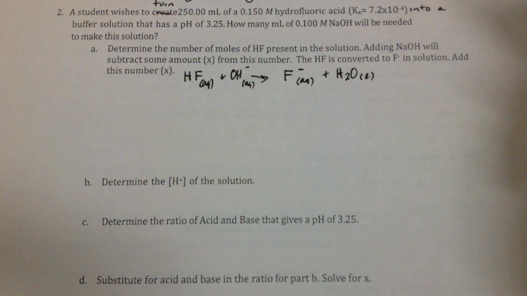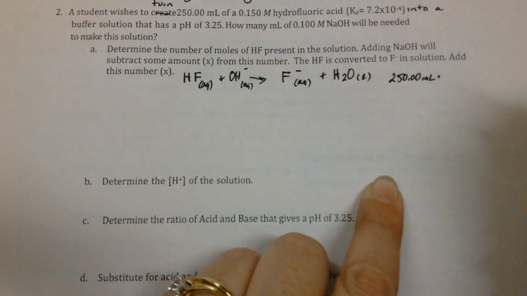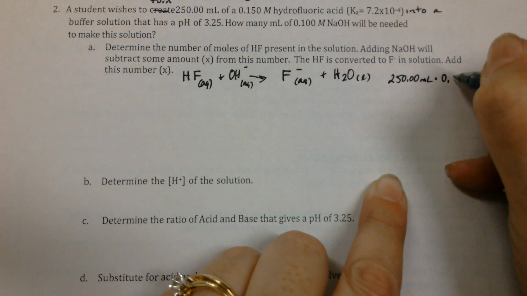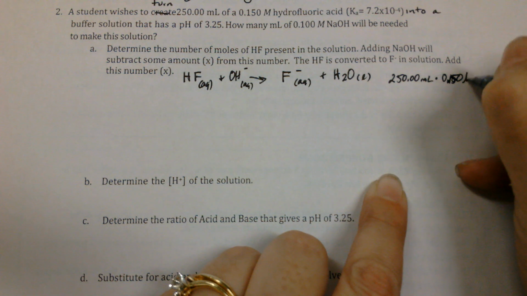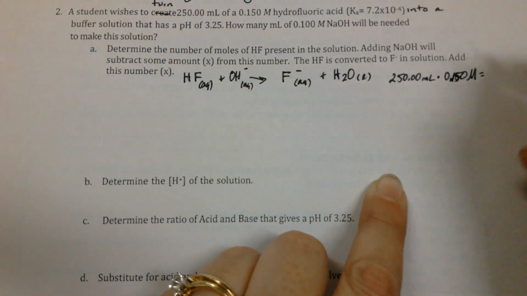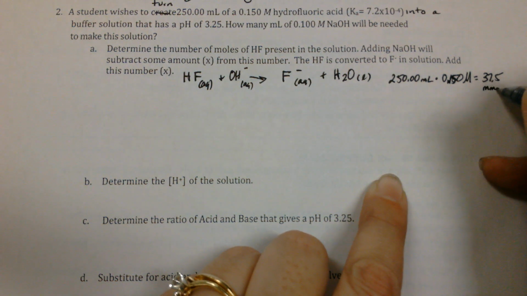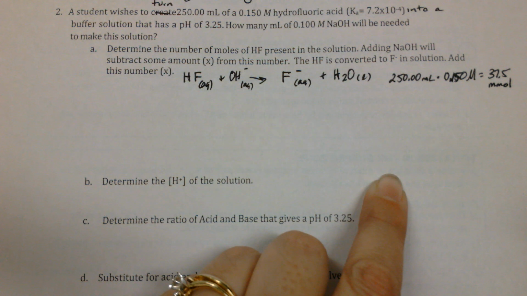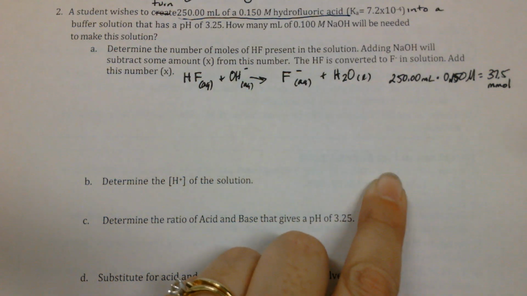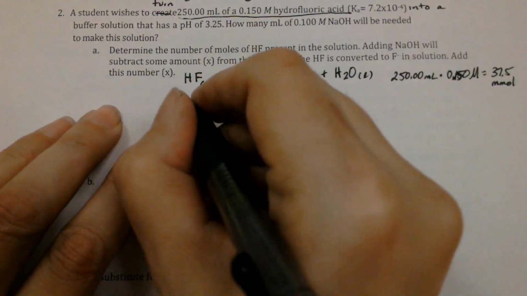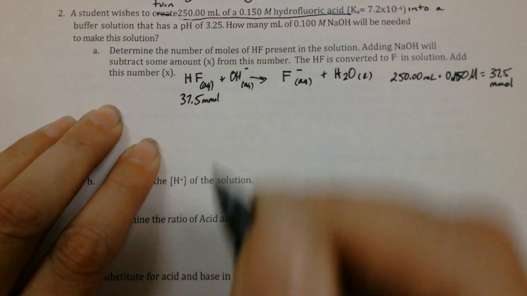If we have a volume, which we do, 250 milliliters, and a molarity, which we do, 0.150 big M, we can get a number of moles, or in this case, millimoles. We'd get 37.5 millimoles. Now that is HF, because this was 250 mL of 0.15 molar HF, hydrofluoric acid. So we're starting with 37.5 millimoles here.